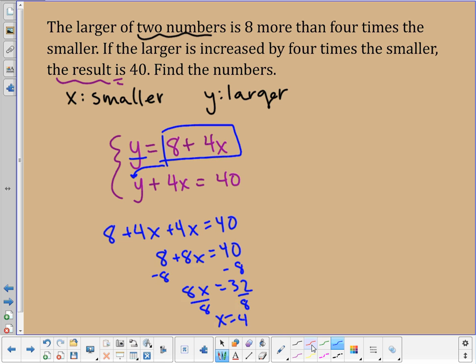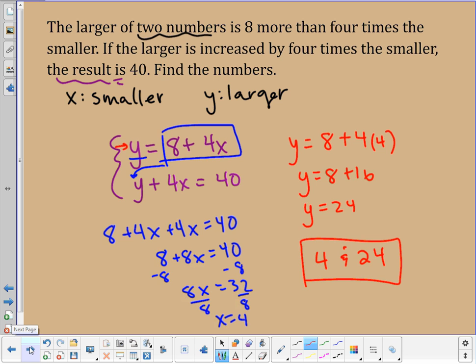So then I'm going to take that and I'm going to plug it back in to, I'll just use the top equation. Y is equal to 8 plus 4 times 4. That's y is equal to 8 plus 16. That's y is equal to 24. So my numbers are 4 and 24.